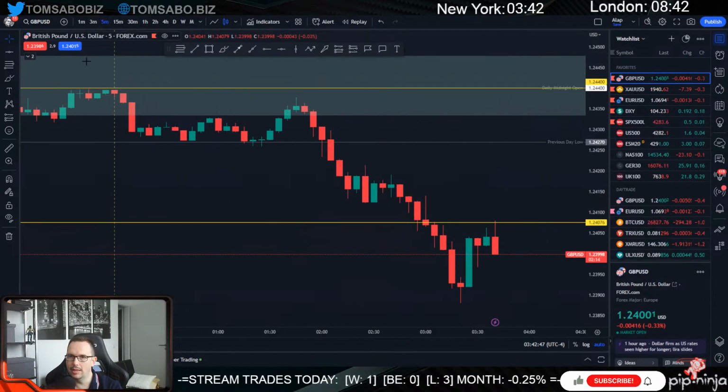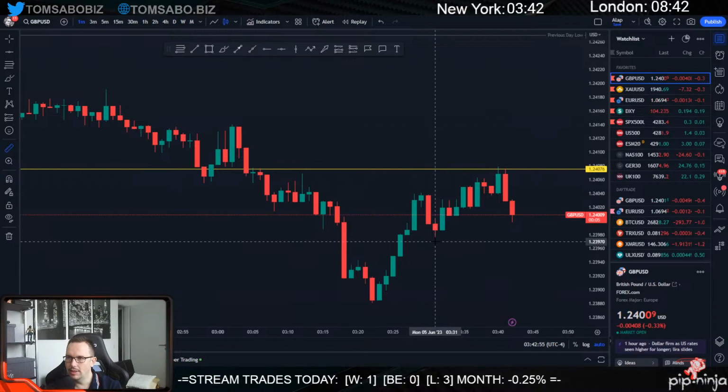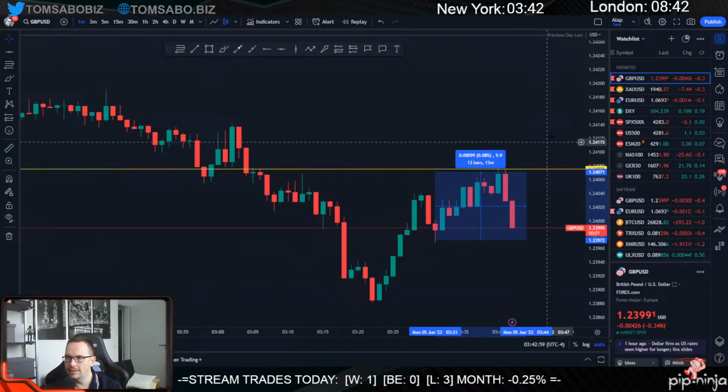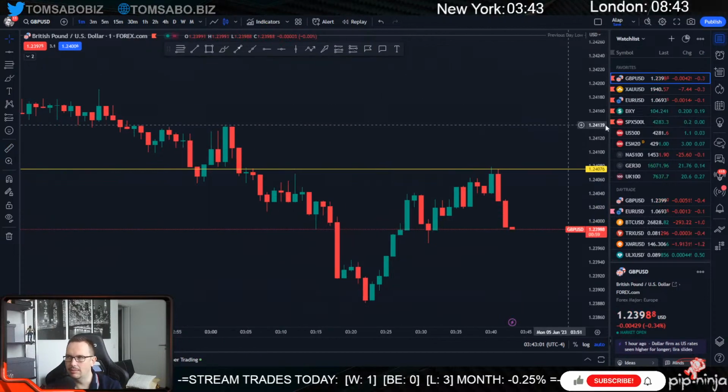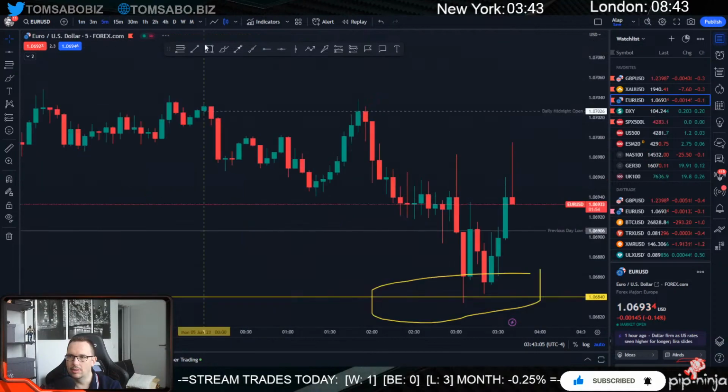Because I'm not entering the pound because the train already left the station, and we would have entered here. My stop loss would have been here. We would be at TP1 already, so it's invalidated. I'm not re-entering in this scenario.